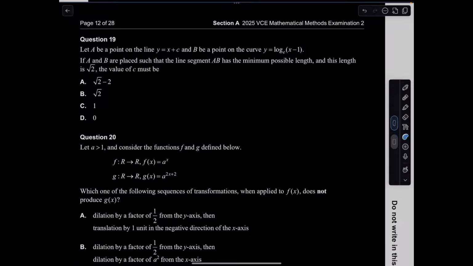Question 19. Let A be a point on the line y equals x plus c and B a point on the curve y equals log e x minus 1. If A and B are placed such that the line segment between A and B has a minimum possible length, the smallest possible length, and this length is root 2, find the value of c.